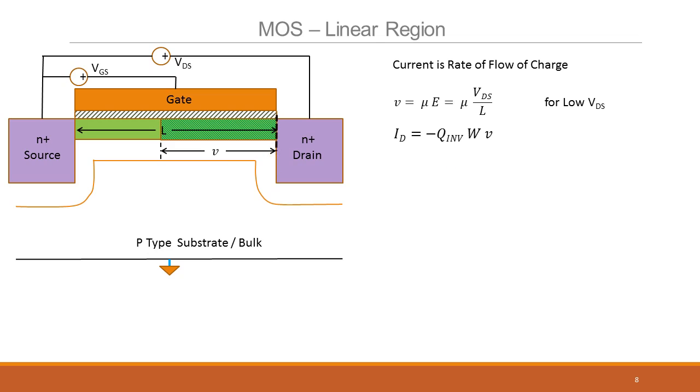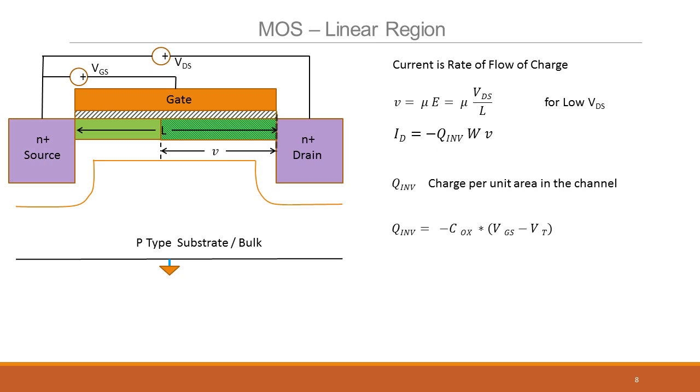And how much is the charge? The amount of charge per unit area is Q inversion, times the width, times V, because this gives you the area. Width is the perpendicular dimension, as we saw in the previous part. So this is the width times V, which is the cross-section area that would have crossed this junction, times the charge per unit area, and it is negative because it is an electron charge.